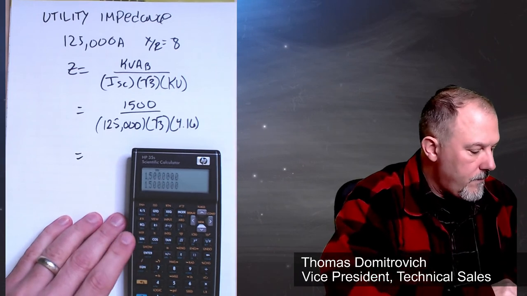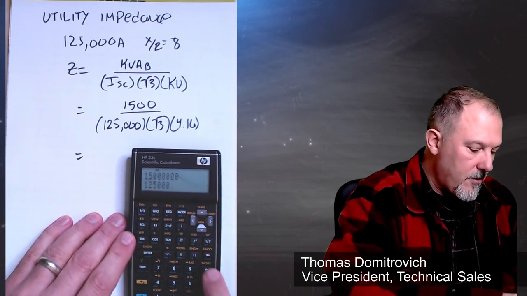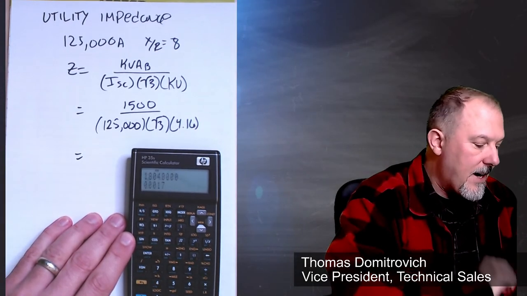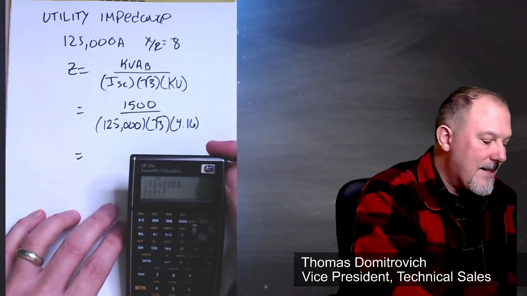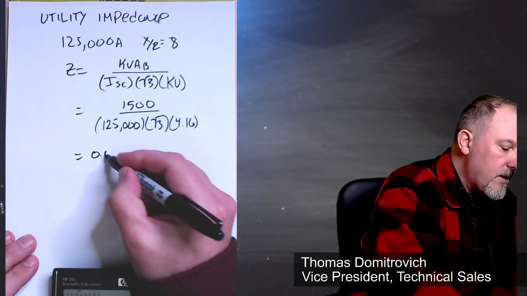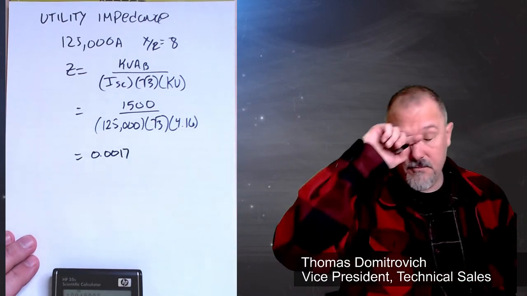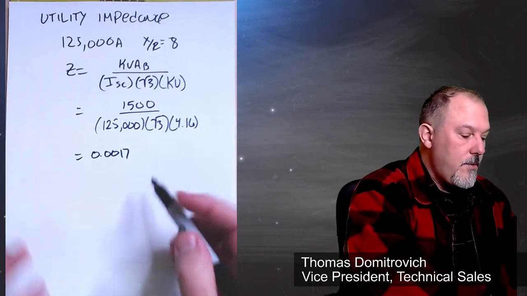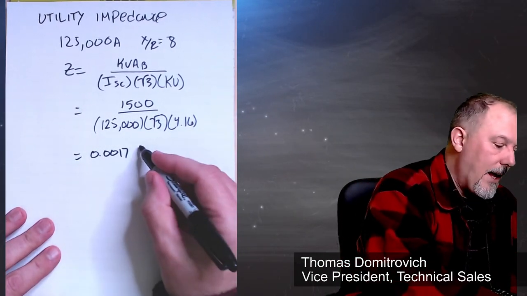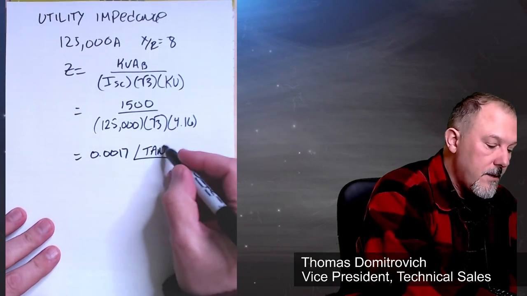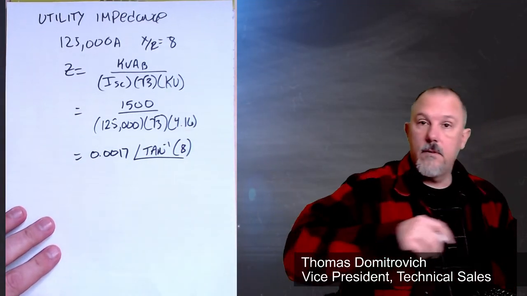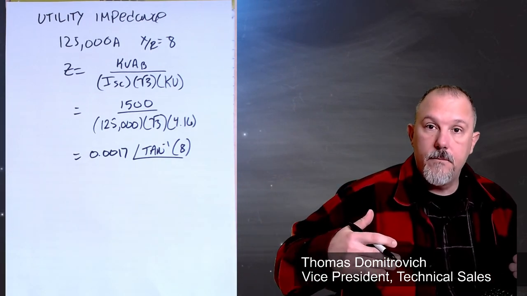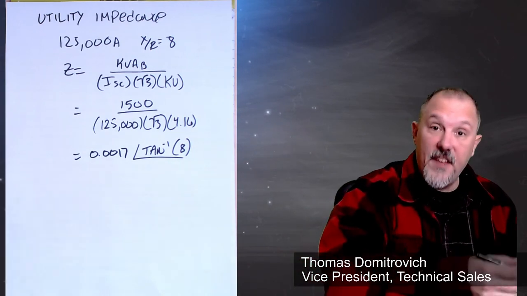1500 divided by 125,000, divided by square root of 3, divided by 4.16, equals 0.0017. Now, we said the X to R is 8. What I need to do is figure out my angle. And so my angle is going to be the inverse tangent of 8, right? Because the inverse tangent of X to R is the angle, theta.